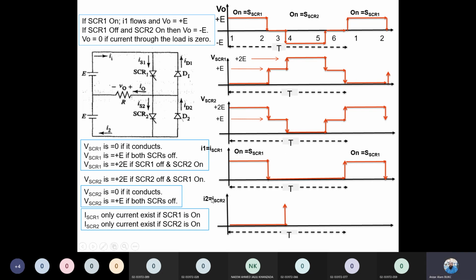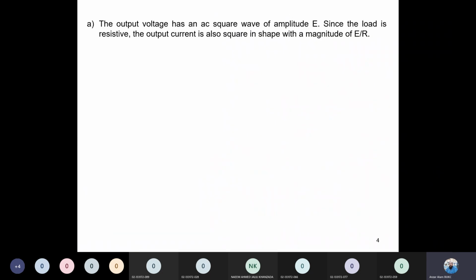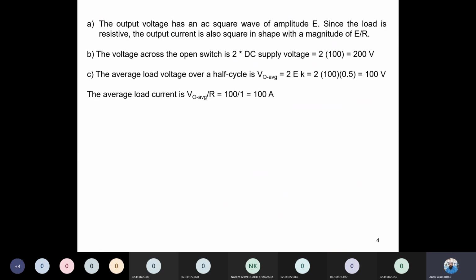And the third is this one, current through the SCR2. Current through SCR2 will exist only and only if the SCR itself is on. तो SCR2 कब on हो रहा है? ये देखें, SCR2 यहाँ पर on हो रहा है, SCR2 on है, so the only current will be. Okay, the class, I think I have to finish. Okay, finish this last slide. The output voltage has an AC square wave. Yes, the voltage across the open switch is 2 DC supply voltage और 2E है, ठीक है ना?